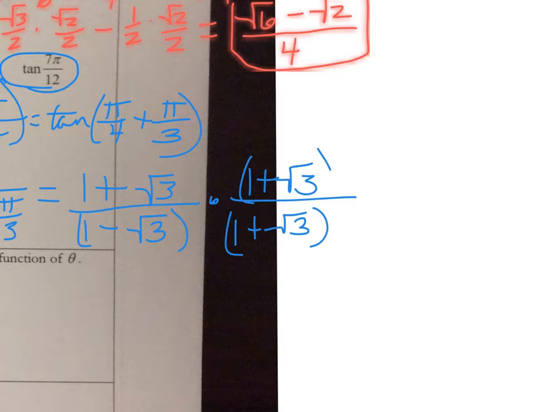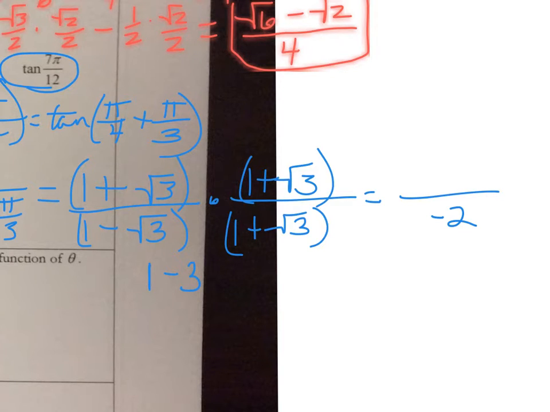So let's do some multiplying now. In the denominator, 1 times 1 is 1. Since I'm multiplying conjugates, I don't have to worry about the middle terms because they're going to cancel. So if I take negative root 3 times positive root 3, I'll get negative 3, which will give me a denominator of negative 2.